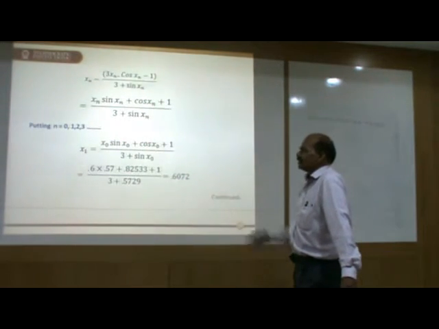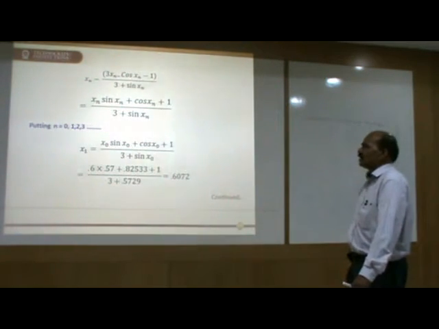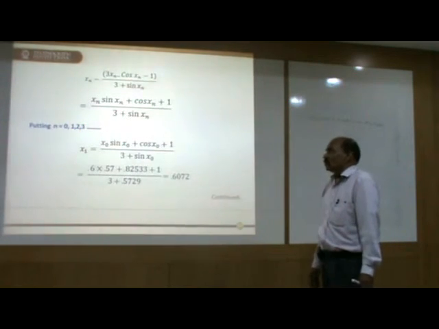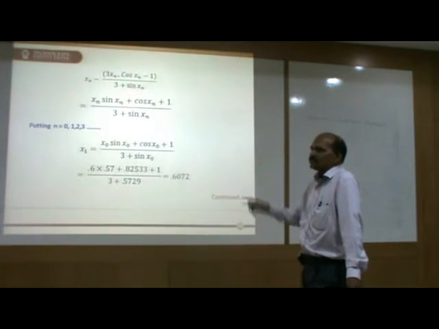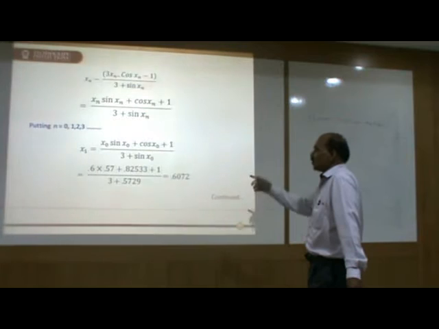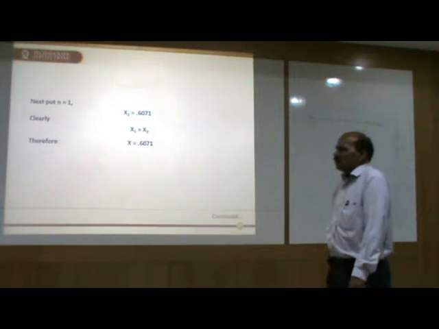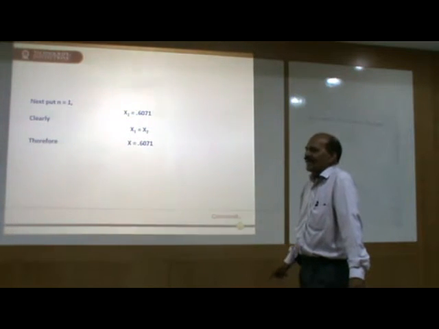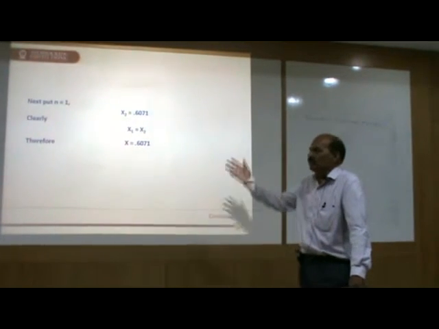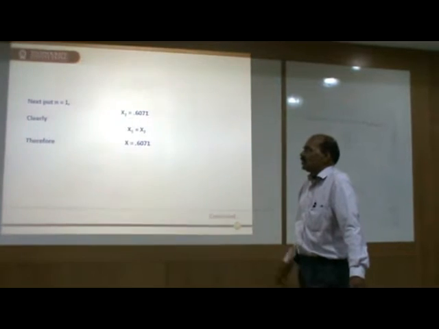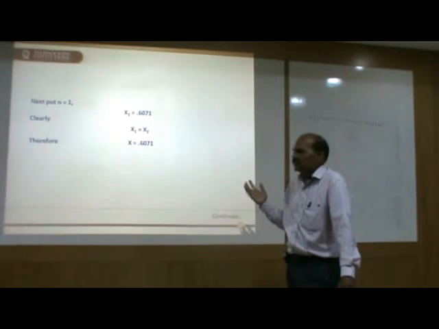x1 is, as given in the slide, equal to (x0 sin x0 + cos x0 + 1) / (3 + sin x0). Now putting x0 = 0.6 in this equation, x1 comes out to be 0.6072. Similarly, we can find x2 by putting x1 in the general equation of Newton-Raphson formula. This x2 will be equal to 0.6071. Now we can see that x1 is equal to x2 up to 4 places of decimal.